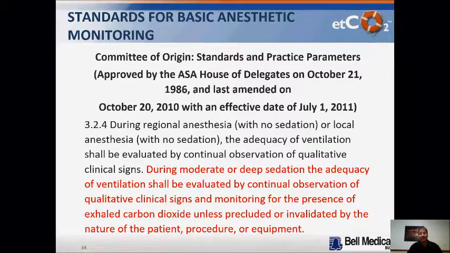So what are the monitoring standards? Back in '86, the ASA approved CO2 monitoring during anesthesia as a standard. During regional anesthesia with no sedation, or local anesthesia with no sedation, the adequacy of ventilation shall be evaluated by continual observance of qualitative clinical signs. So if they're just doing a local anesthetic, you can just observe clinical signs such as chest movements and things like that.